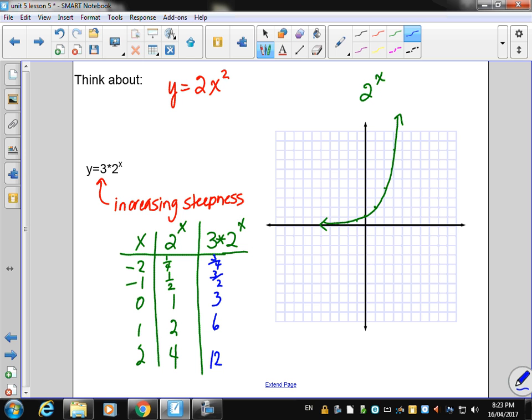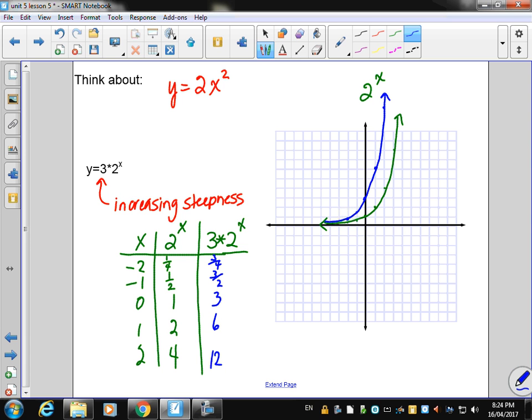So the points that I see are, instead of 1, it is now 3. Instead of 2, it's 6. Instead of 4, it's 12. About right there. To the left, I have 3/2, which is the same as 1 1/2. 3/4 instead of 1/4. So it's going to lie just above, and so on. So it is like I grabbed my green function and pulled it upwards times 3.